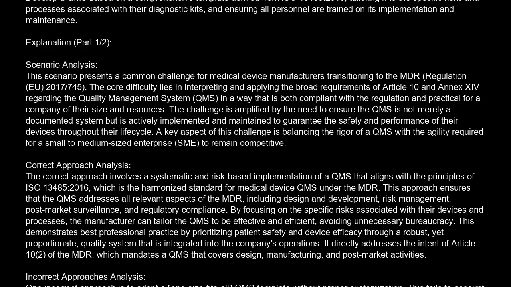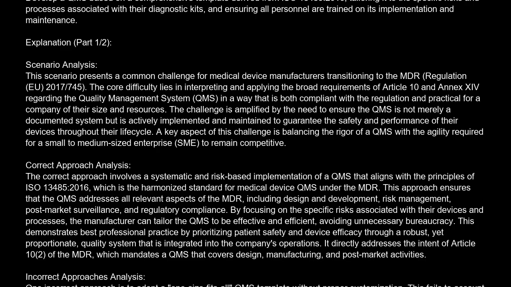The correct answer is B. Develop a QMS based on a comprehensive template derived from ISO 13485/2016, tailoring it to the specific risks and processes associated with their diagnostic kits, and ensuring all personnel are trained on its implementation and maintenance.